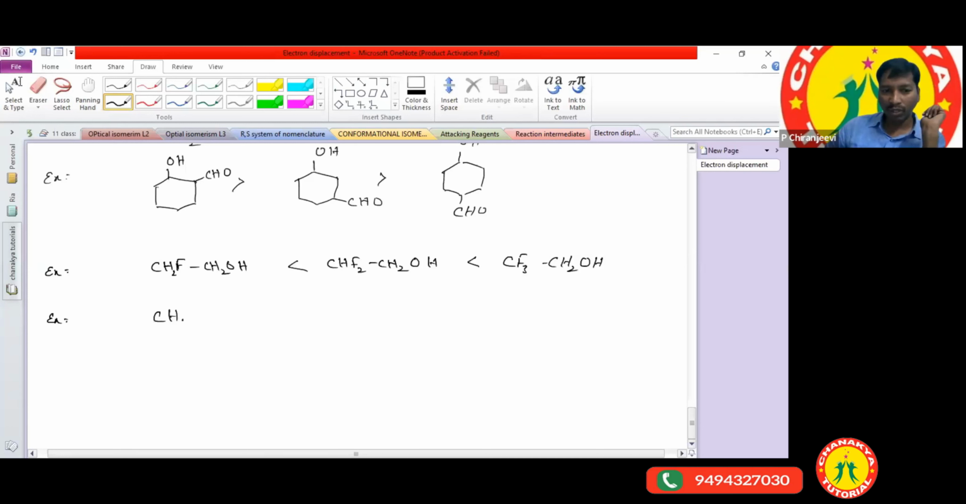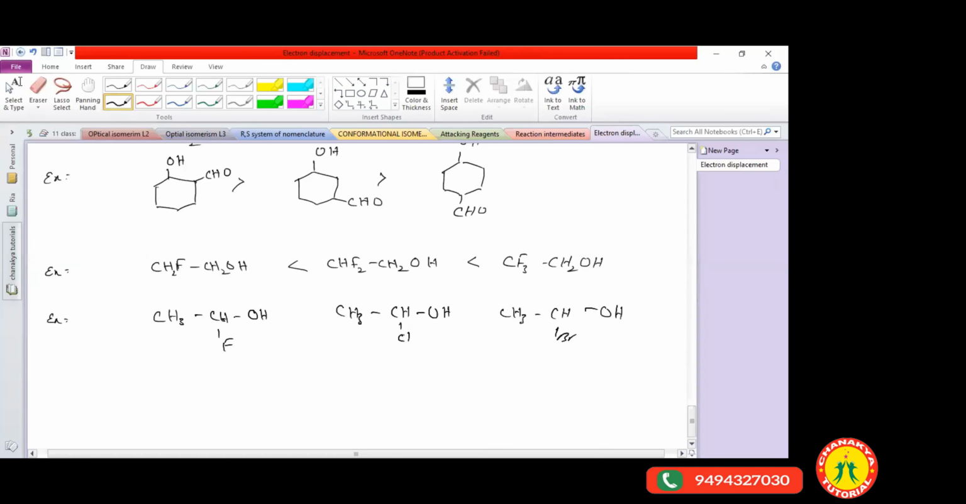Okay, now I'm giving one question. CH3 bond, CH bond, OH bond, F is there; and CH3 bond, CH bond, Cl bond, OH is there; and CH3 bond, CH bond, Br bond, OH is there. And in these three, which one is more acidic? How do we tell which one is more acidic? The first one is more acidic.